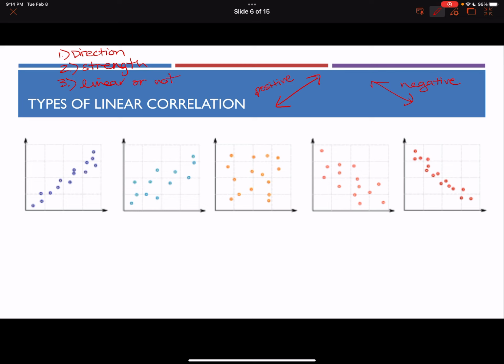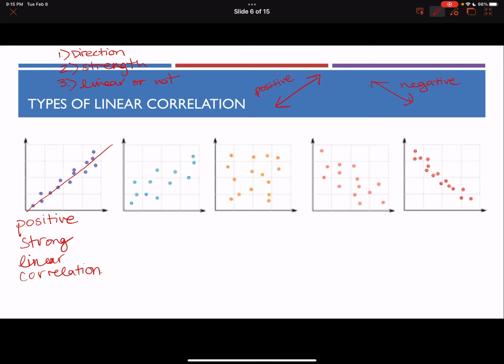So if I look at this first one here, I draw my line through the center of the pattern. It goes like that, right? From left to right, this is going in a positive direction. So this is positive, and those points are pretty close to that line. They're not exactly on the line, but they're pretty close. So we're going to say it's strong, and it's also linear. So that first one has a positive, strong, linear correlation.